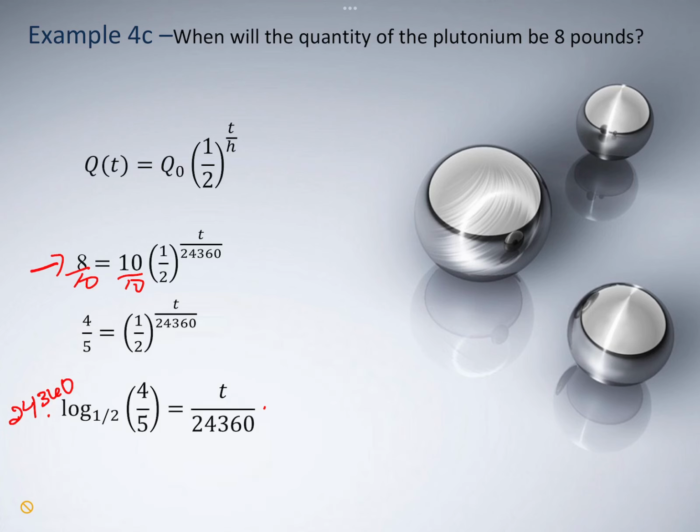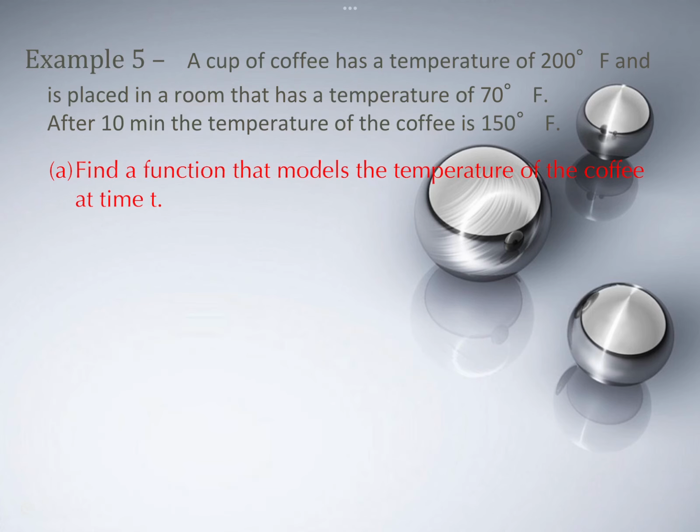So here's a calculator problem. Plug all that in your calculator, you should get approximately 7,842 years. So it actually asks when, you would have to add that to 1986, so it's a lot of years when that will happen. So that is using our half-life formula. Our last example is a Newton's law of cooling.